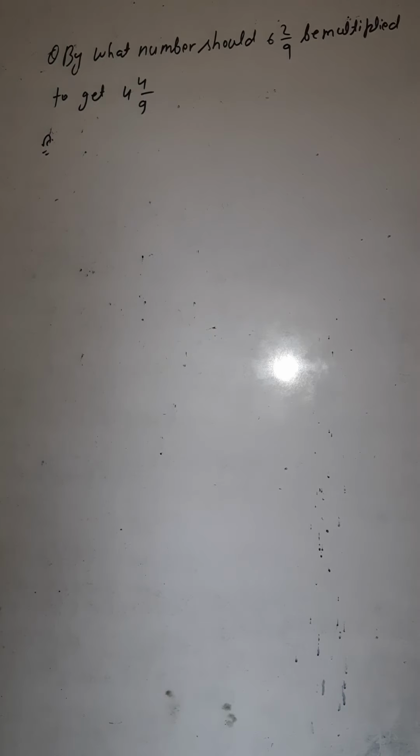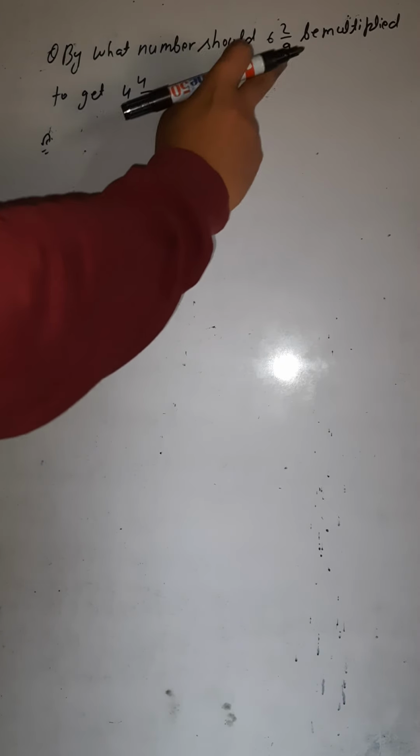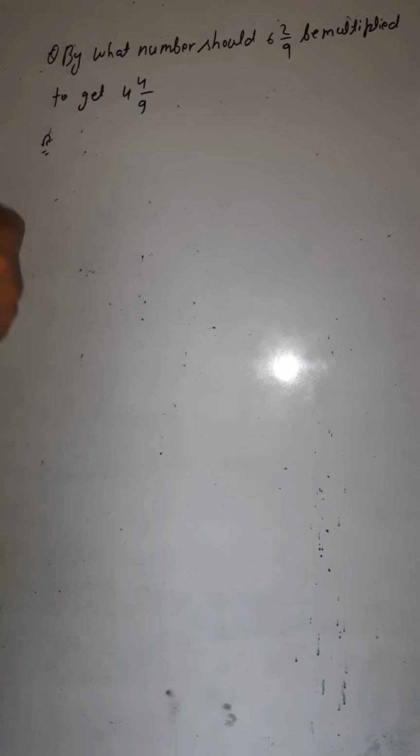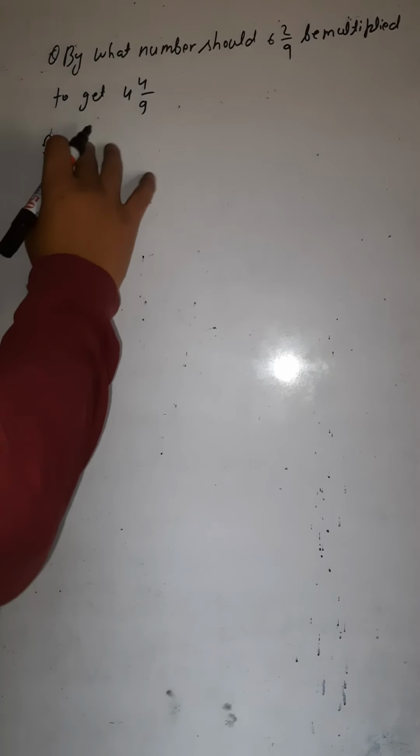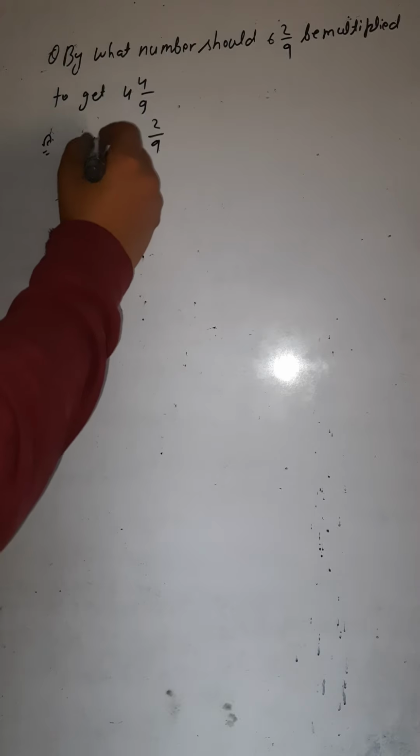So this is the next question before you. Question is, by what number should 6 whole 2 by 9 be multiplied to get 4 whole 4 by 9? Okay, means by which number you should multiply this to get this, that you have to find out. Let's say I am multiplying this, that is 6 whole 2 by 9, by x.